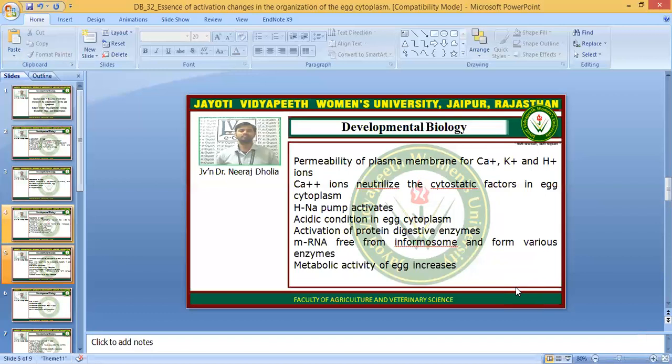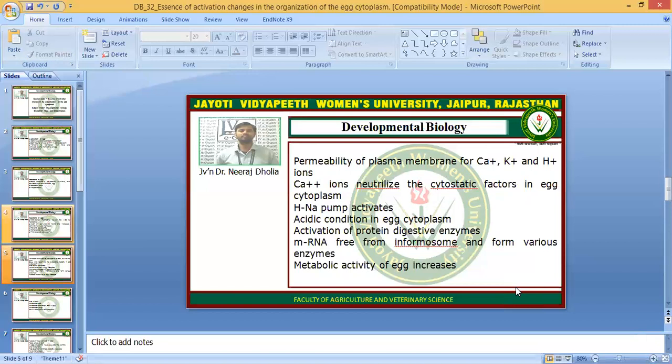So what is the hydrogen sodium pump? When this pump is activated, the sodium ions will leak out from the egg cytoplasm, and the intake of the hydrogen ions is increased. Due to the increased intake of hydrogen ions in the egg cytoplasm, acidic condition will be developed, and this acidic condition is responsible for the activation of various digestive enzymes in the egg cytoplasm.